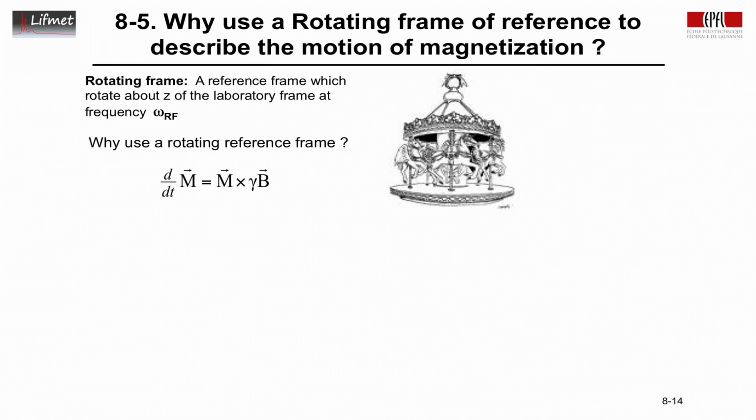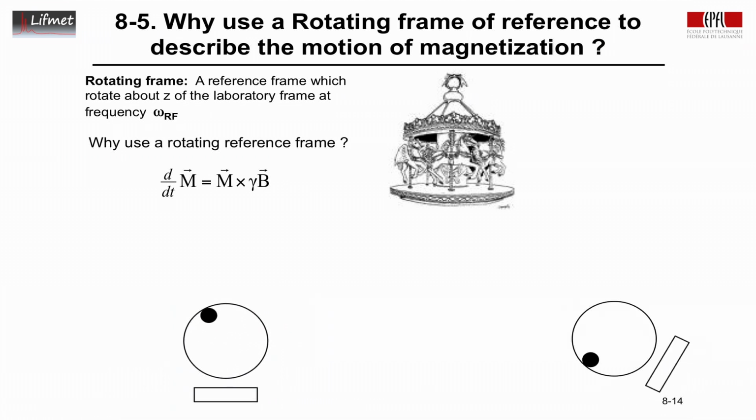So this is similar to a carousel. If we look at the motion of people on a carousel from the outside, it's fairly complicated because we have any motion on the carousel superimposed by the motion of the carousel itself. That's what we see from the outside. And if we now put ourselves in the reference frame of the carousel, anything that happens on the carousel with respect to the carousel is stationary.